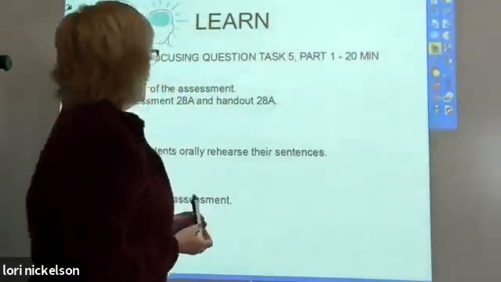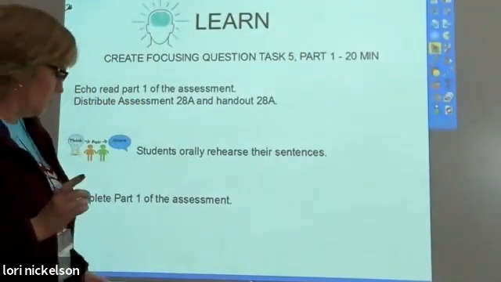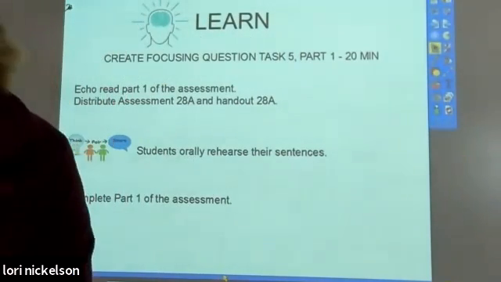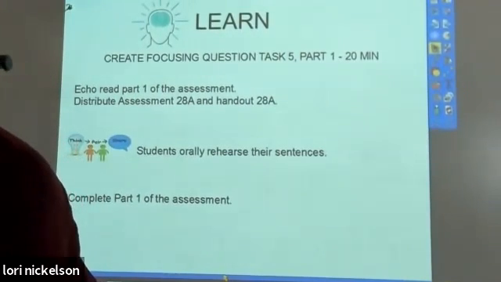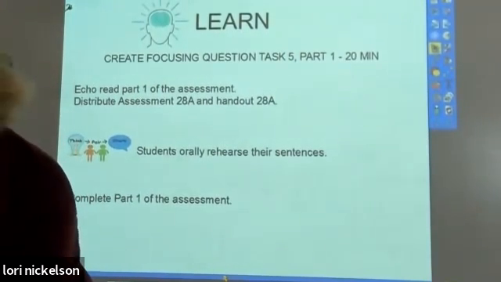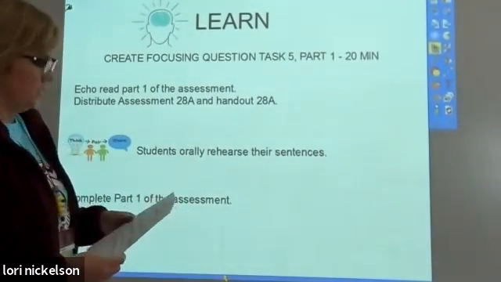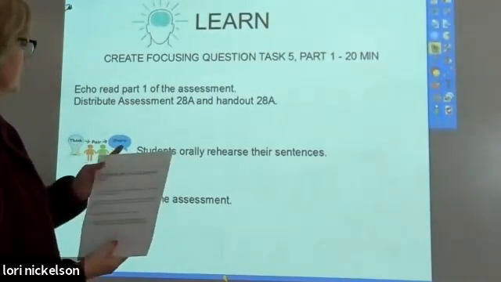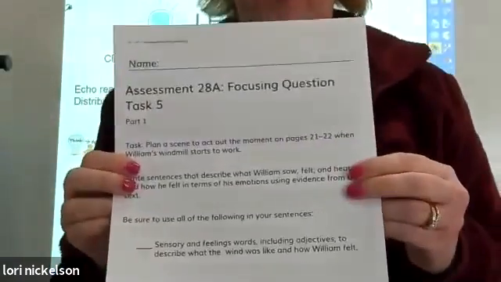All right, so now we are going to create our focusing task 5, part 1. So we are going to be using our handouts again, okay? So let me get my handouts here. It says, echo read part 1 of the assessment. So part 1 of the assessment, I'm going to show you.